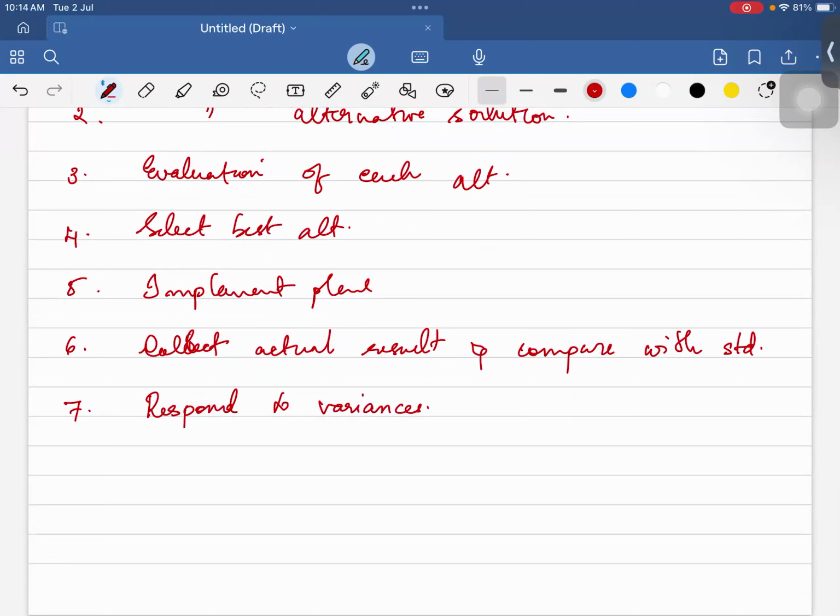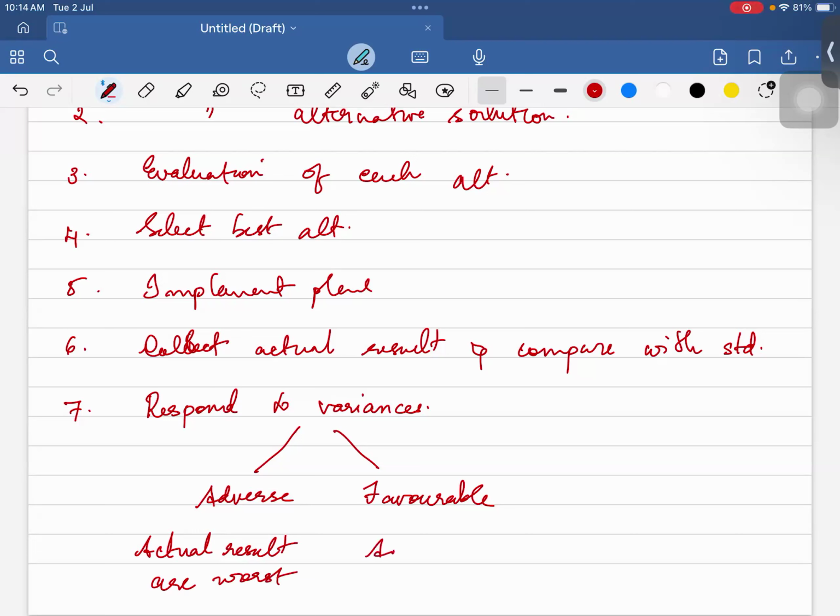Now, when we have variances, there are two types of variances. One is adverse, and the other is favorable. Adverse happens when actual results are bad or worse. And favorable happens when actual results are better than what we have expected initially. So these are the steps in planning.